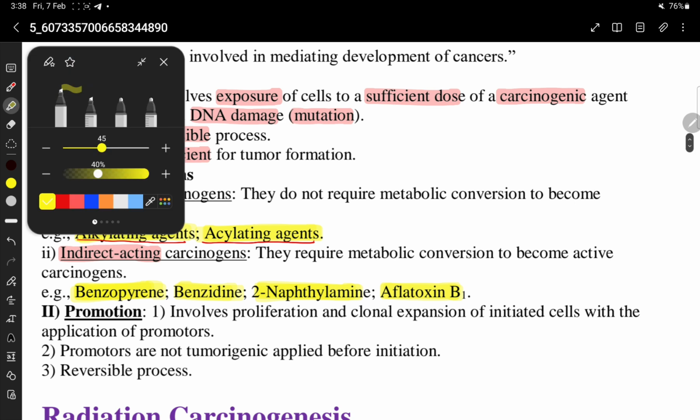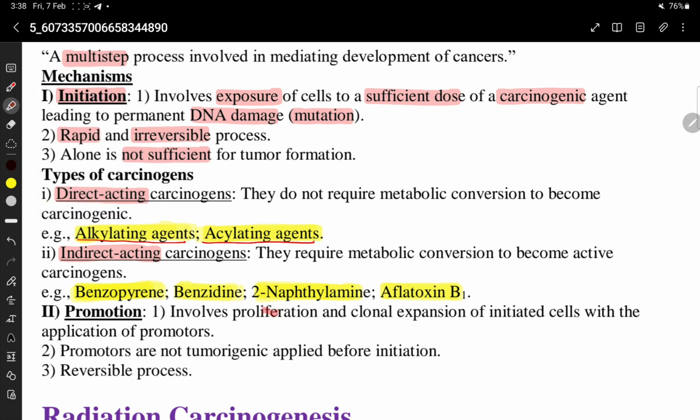The second step is promotion. It involves proliferation and clonal expansion of the initiated cells with the application of promoters. Promoters are not tumorigenic if applied before initiation, and promotion is a reversible process. Initiation is a rapid, irreversible process; promotion is a reversible process.